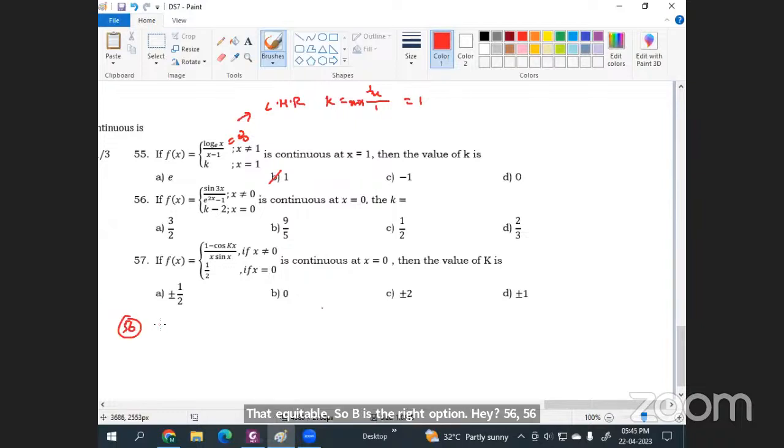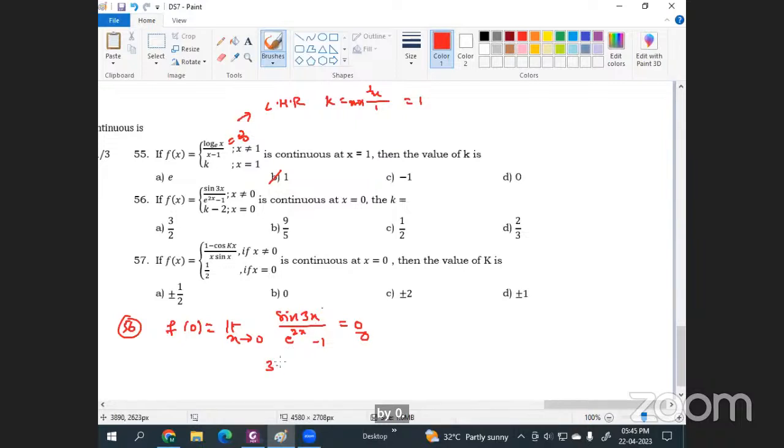56. f of 0 equal to limit x tends to 0, sine 3x by e power 2x minus 1. Again, I am getting 0 by 0. You can apply the L'Hopital rule. So sine 3x derivative is 3 cos 3x by e power 2x derivative is 2 into e power 2x, so 0 by 0 you will get 3 by 2. Right? So first option is the right option. Then 57.